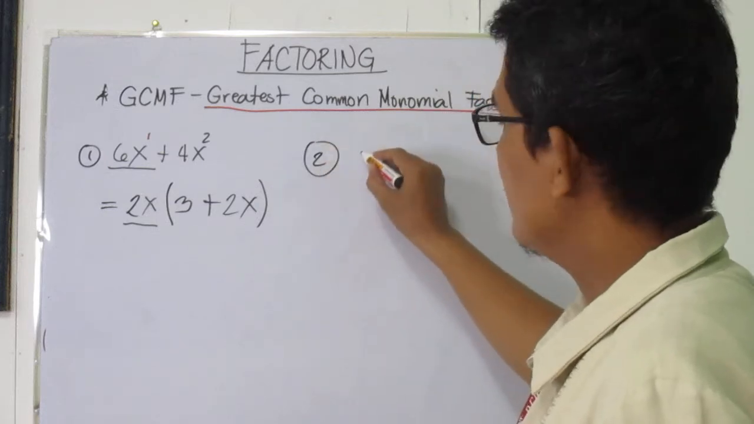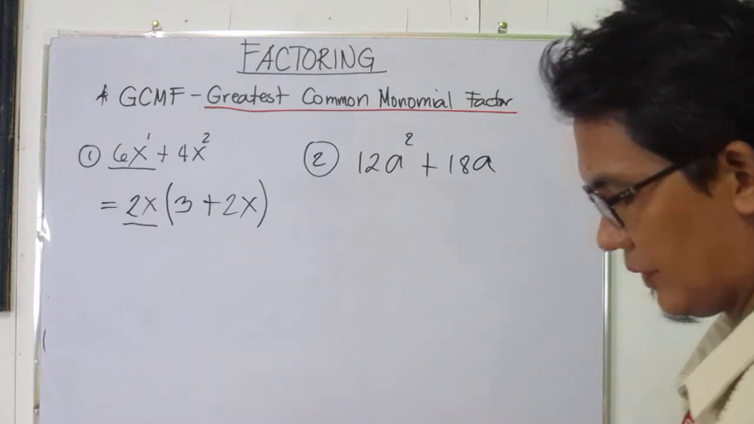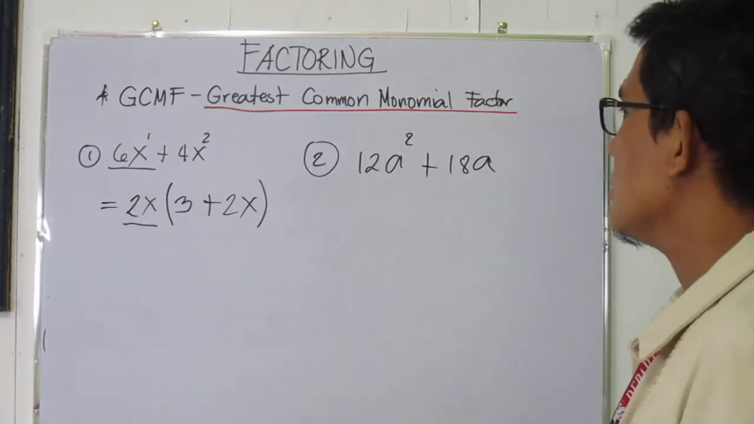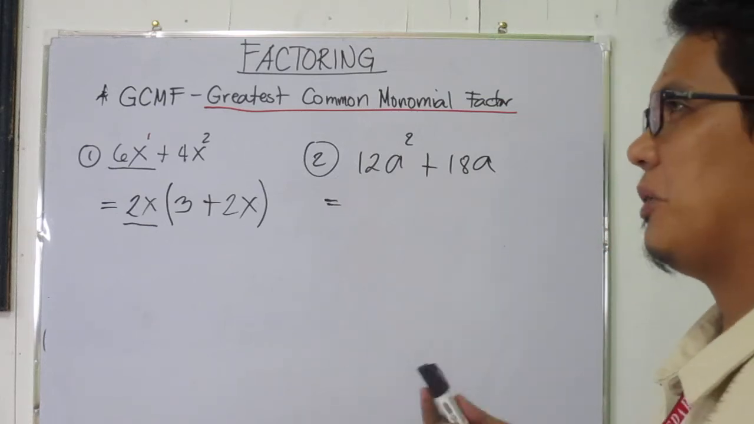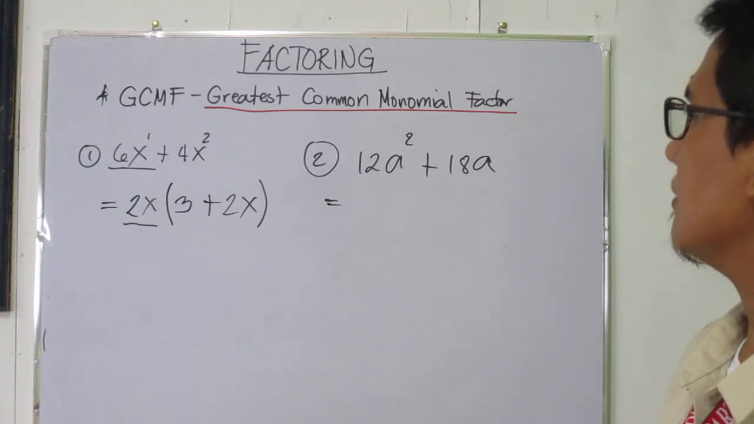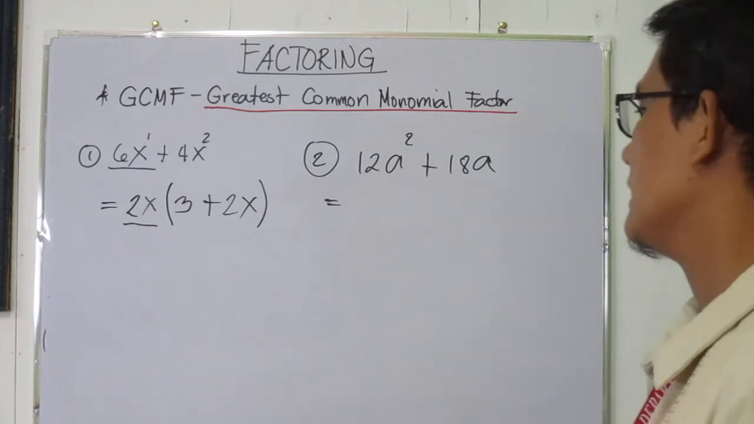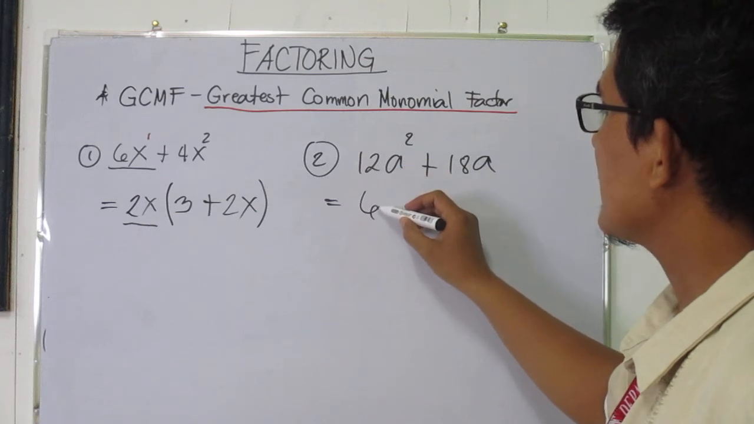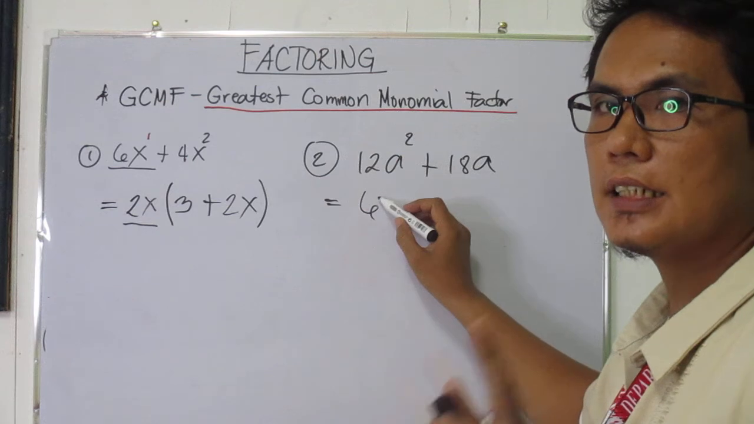So I have here 12a squared plus 18a. Okay. So focus first on the numbers, 12 and 18. How about 10? No. 8? No. 6? How about 6? Let's try 6. So we have here 6. 12 divided by 6, the answer is 2. 18 divided by 6, the answer is 3.